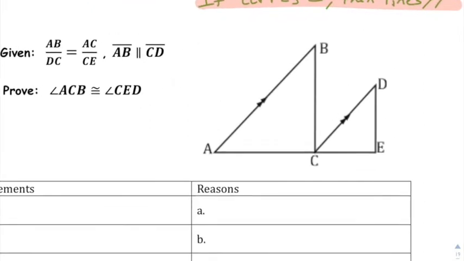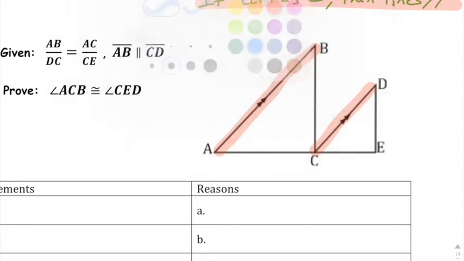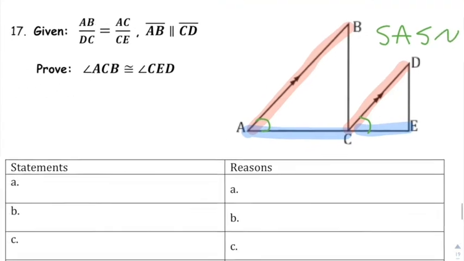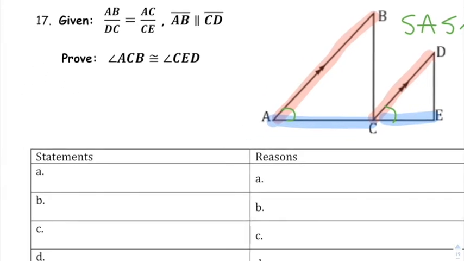Alright, given, what do they give us? They gave us the two sides, AB to DC is proportional to AC to CE, right there. Notice you got parallel lines. They also told us that. Therefore, we have corresponding angles congruent. We can say side angle side, that these two triangles are similar. So let's take all that stuff there.